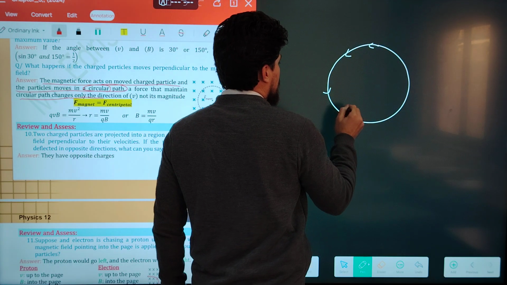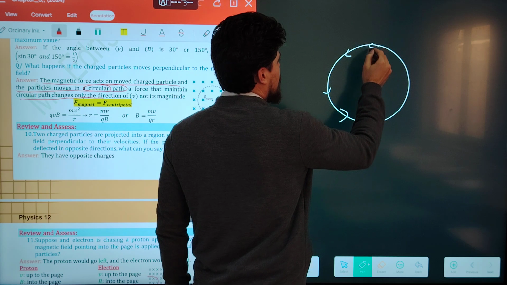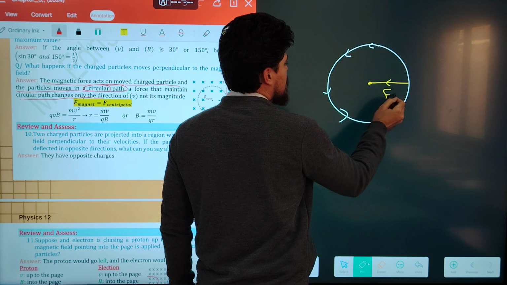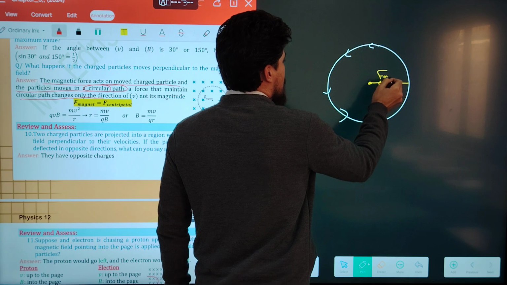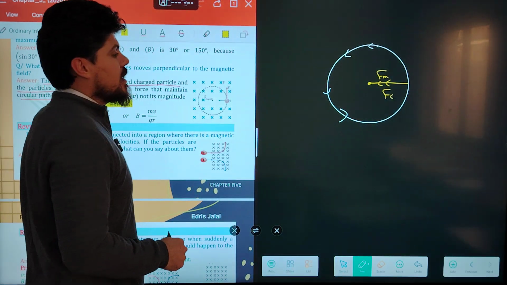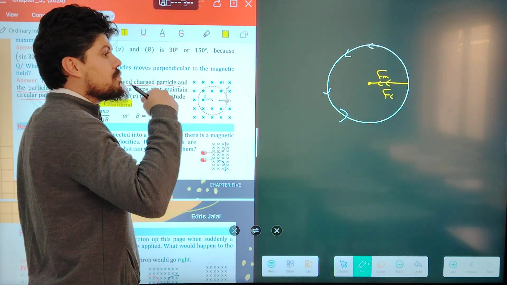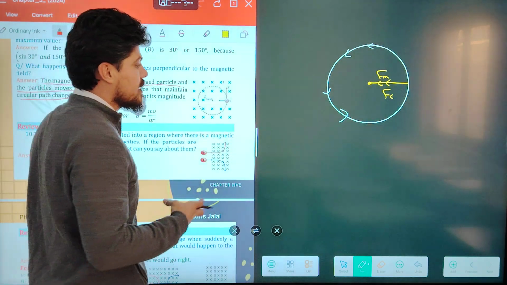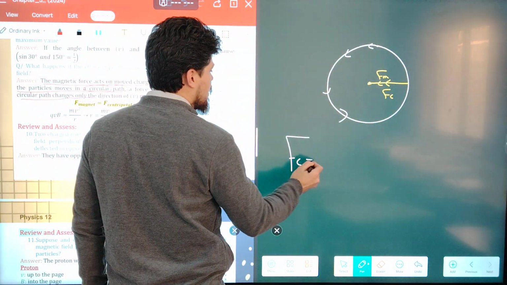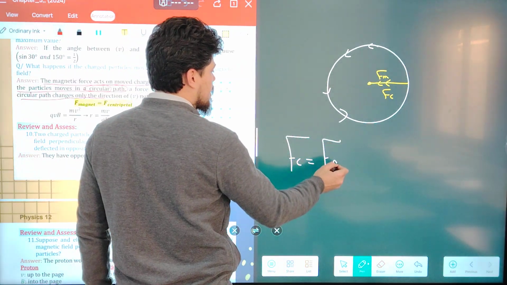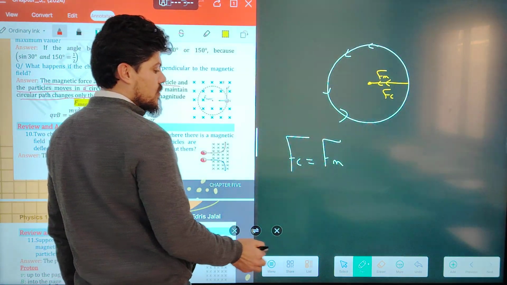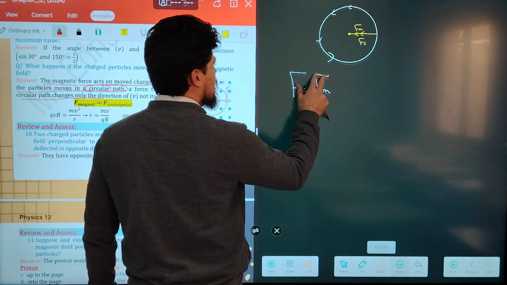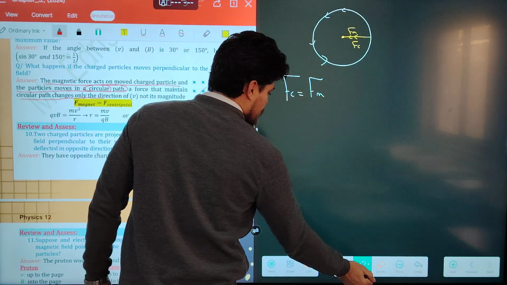When the charged particle is moving in a circular path, okay, it experiences a magnetic force. This magnetic force moves the particle in a circular path, and the centripetal force is provided by what? By the magnetic force. Look.